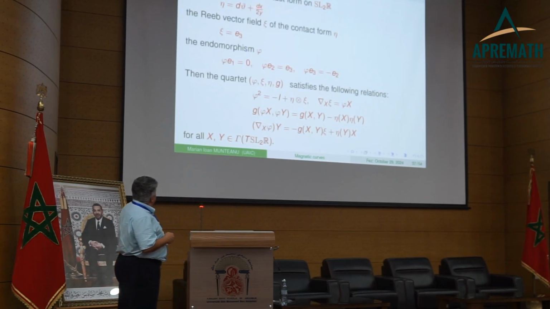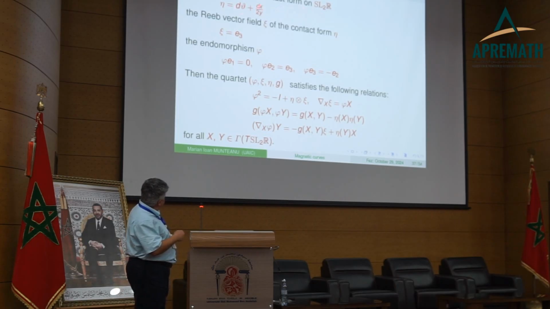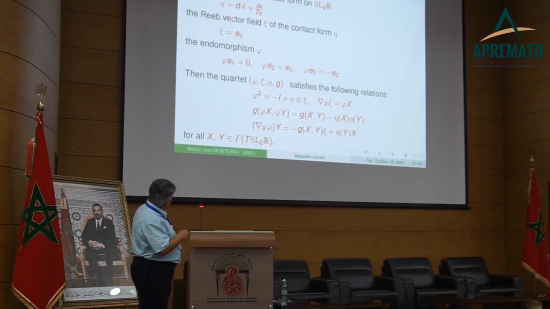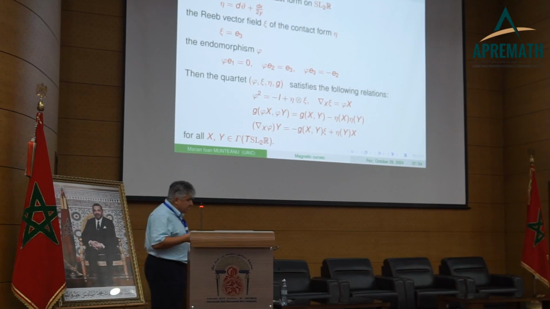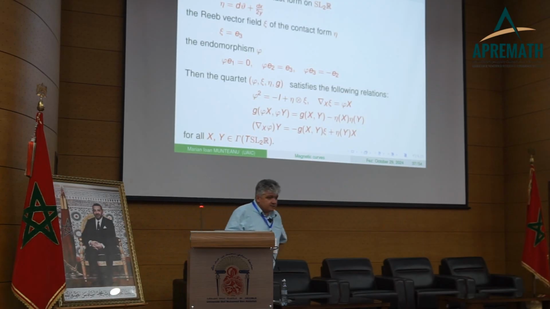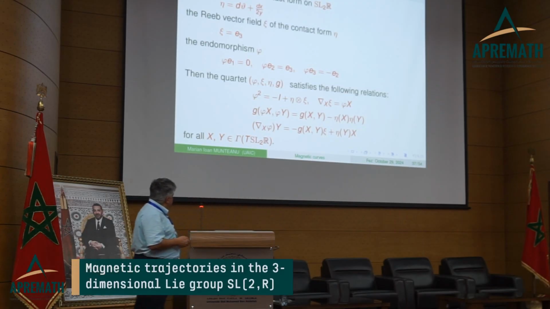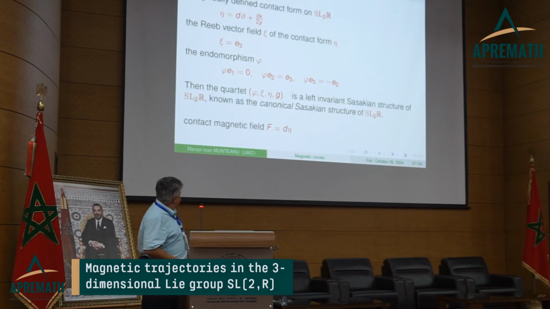And what do we have here? We have a globally defined contact form, eta equals d theta plus dx over 2y, the Reeb vector field defined by E3, and we define the endomorphism phi like this. We can check that this quartet satisfies this relation, meaning that we have a Sasakian structure on SL2R.